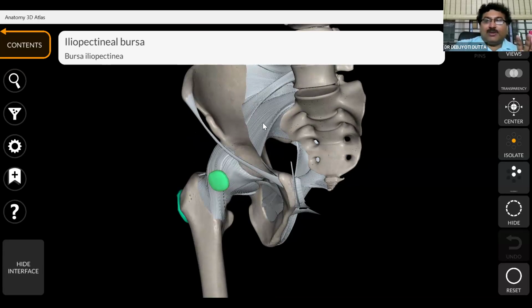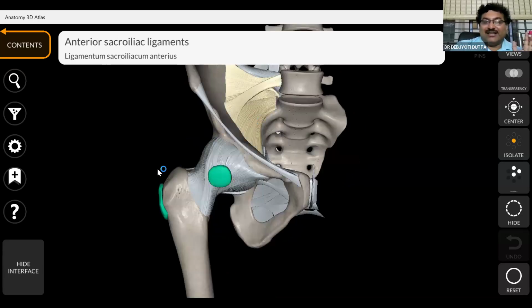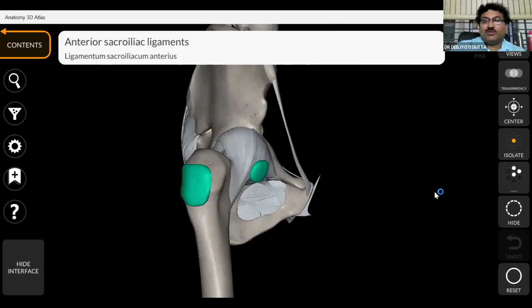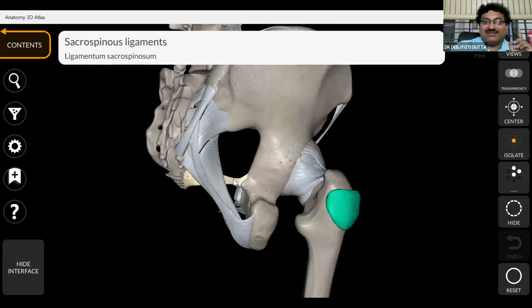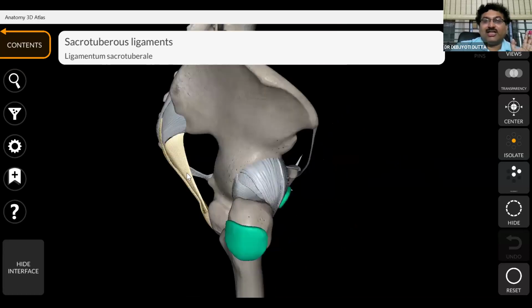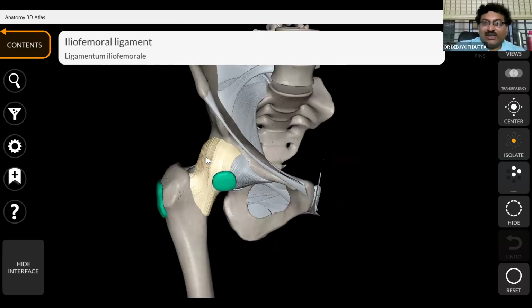Now, I am again repeating. Anteriorly is the anterior sacroiliac ligament. Posteriorly is the posterior sacroiliac ligament. Then from the ischial spine, we have the sacrospinous ligament. From the ischial tuberosity to the sacrum, we have the sacrotuberous ligament. And we have the iliofemoral ligament, and the pubofemoral ligament. Just remember these five ligaments.